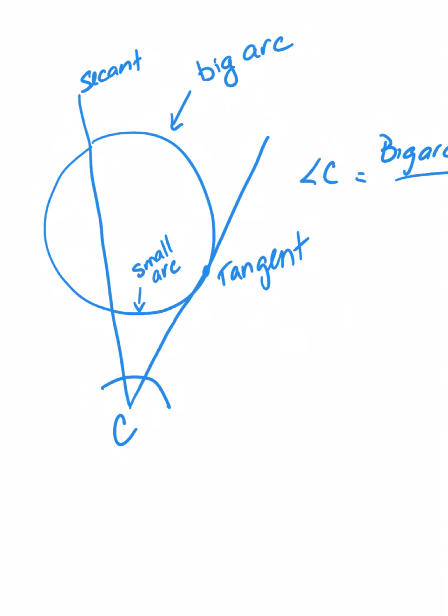Secants, right? And the rule is the same. Okay? The big arc minus the small arc divided by 2 equals that angle. All right?